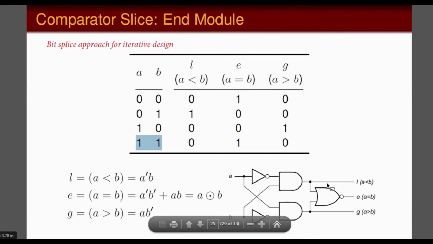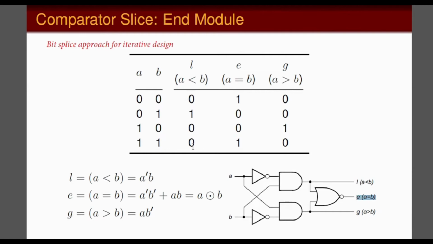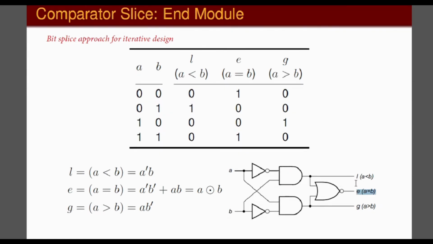So again, the implementation here. This is the one before for A equal to B. This one for A less than B, which is A bar and B. And A greater than B is A B bar. This is for 1 bit. If you want to compare 1 bit, A is 1 bit, B is 1 bit. Now, how do we cascade it?